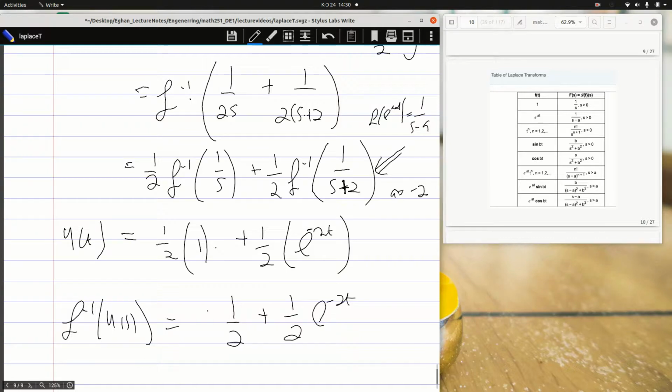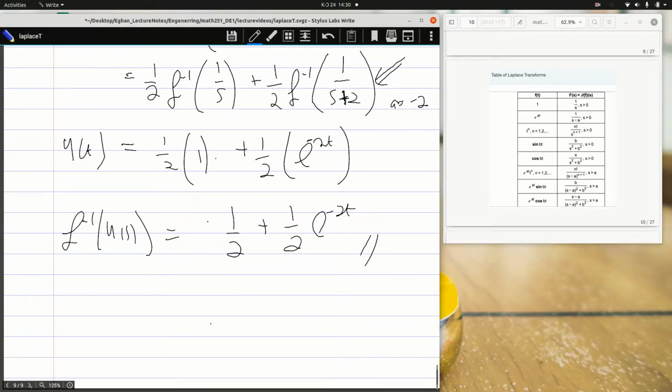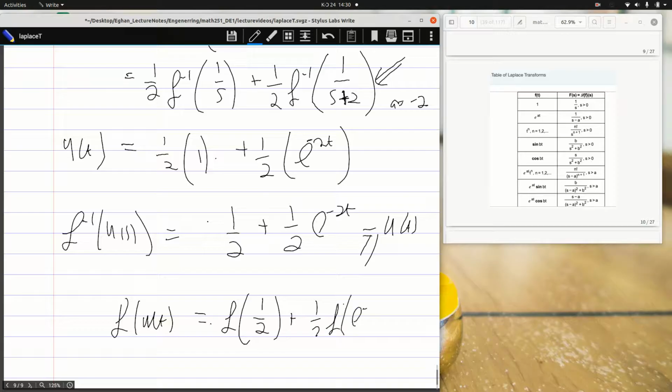Someone may be wondering, how do I know my solution is correct? What you must do is find the Laplace transform of the u of t. It's no more the inverse, but the direct transformation. What's the Laplace transform of half? Laplace transform of e to the negative 2t. You realize that you're going to get the U of s. You can try this out.